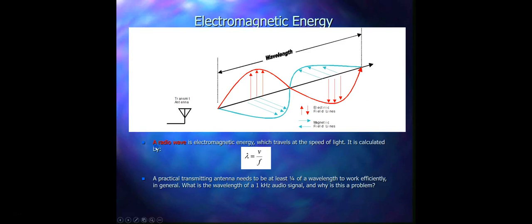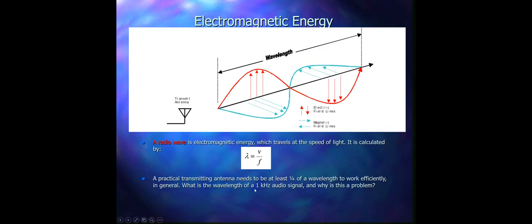Let's read here. A radio wave is electromagnetic energy which travels at the speed of light. It is calculated by this formula, where lambda is the wavelength, v is the speed of light, and f is the frequency: λ = v/f. A practical transmitting antenna needs to be at least 1/4 of a wavelength to work efficiently in general.